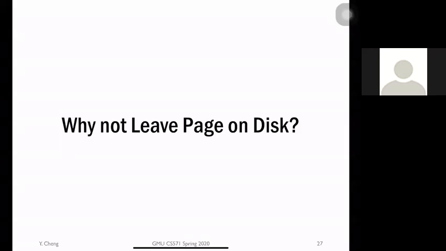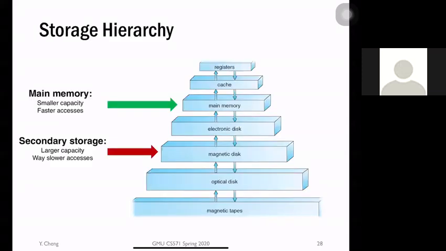In this video, we're going to talk about these two different operations of on-demand paging and memory swapping. So the very first question to answer is, why not just simply leave all the pages, all the in-memory data on disk? Why not? This is simply because of the different storage.